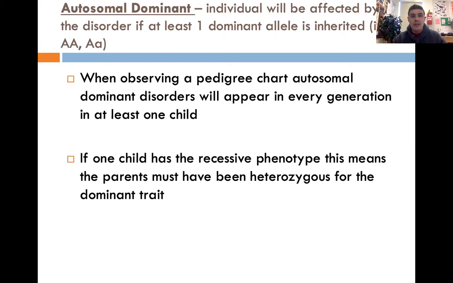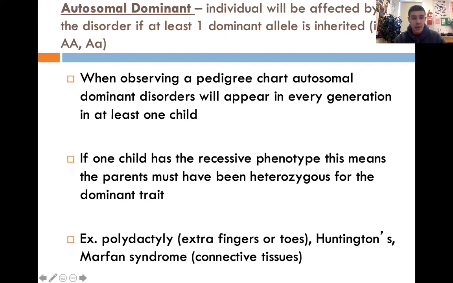Secondly, if one child has a recessive phenotype, this means the parents must have been heterozygous for the dominant trait. In other words, we can have a male and a female who have a disorder, and they can produce unaffected children if they are both heterozygous. So we'll come back to that with some examples later on.